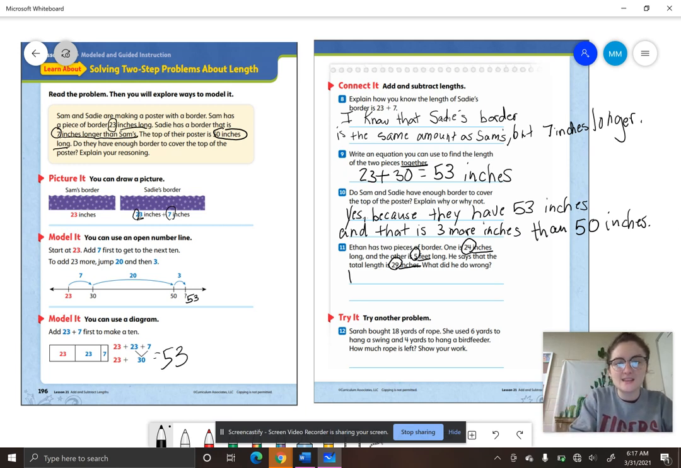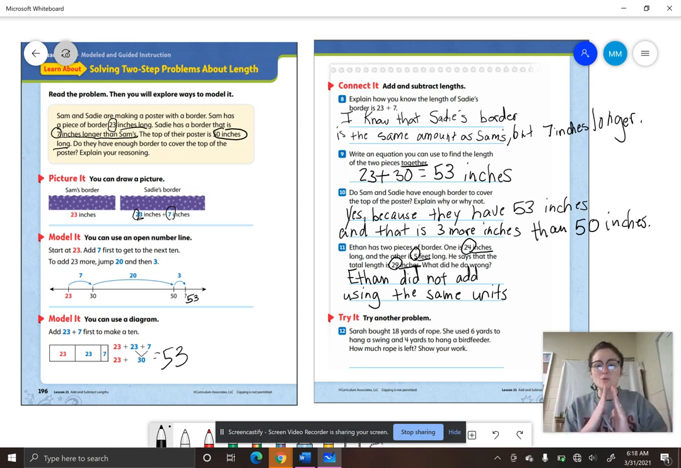So we're going to say Ethan did not add using the same units. He added different units. And remember, Smarties, inches are different than feet.